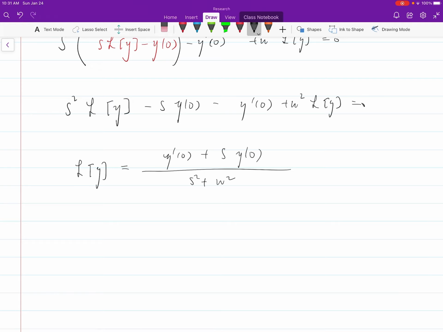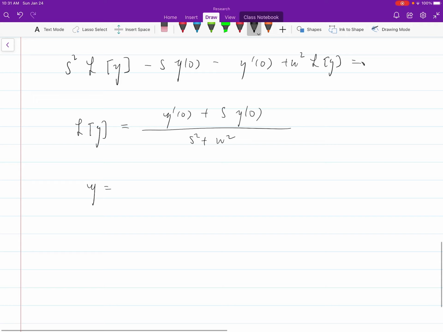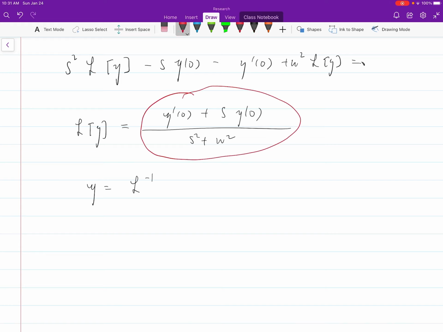Okay. Now to finish this, all we need to do is we just need to write down y equals L inverse of whatever we have here. Okay, so the problem is how do we find the inverse transform of this? Otherwise, this one can be solved. Okay, so that's what we have so far. Good. So in order to finish this, we need to be able to find inverse Laplace transform.